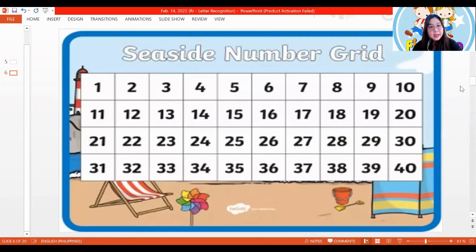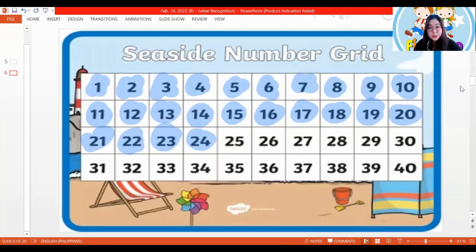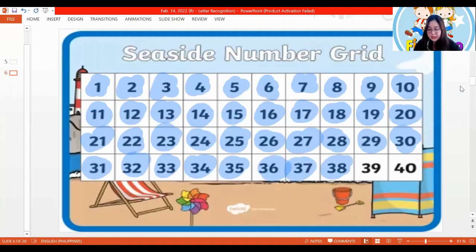Are you ready? Let's count together. 1, 2, 3, ... 20, 21, 22, ... 39, and 40. Did you count with teacher?